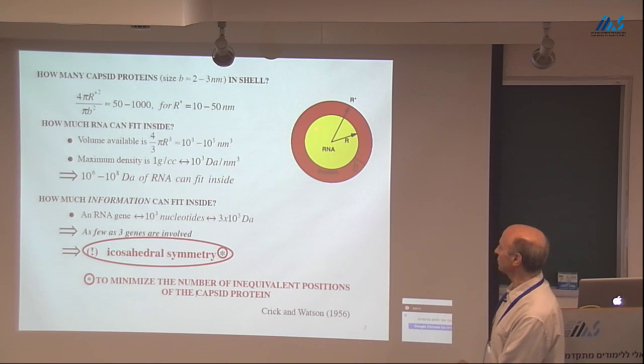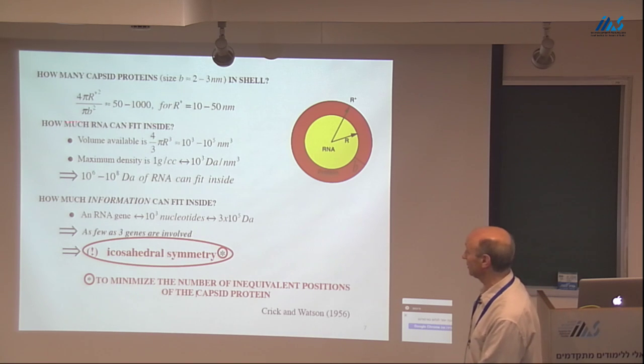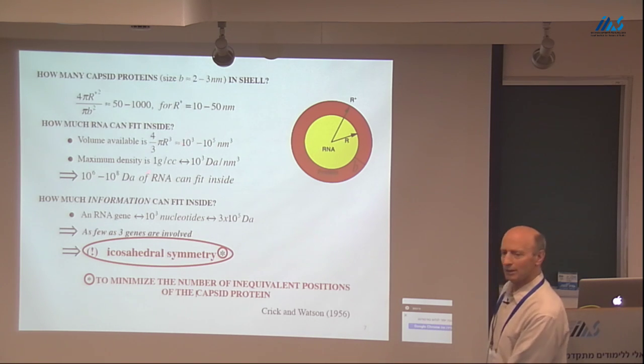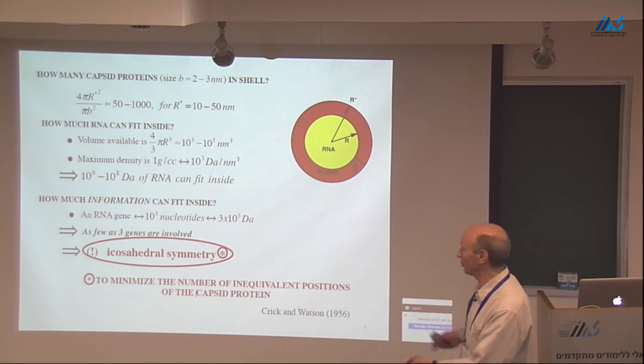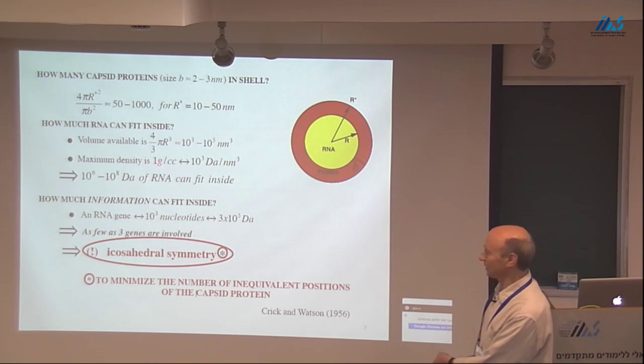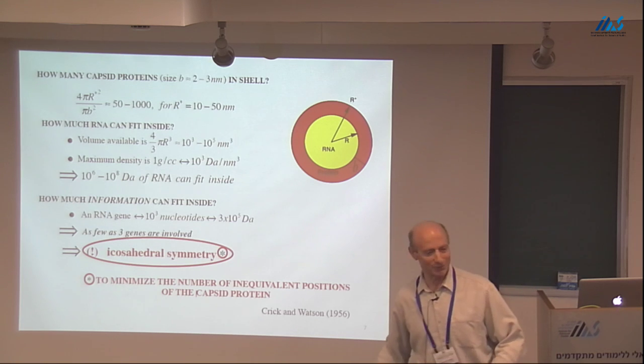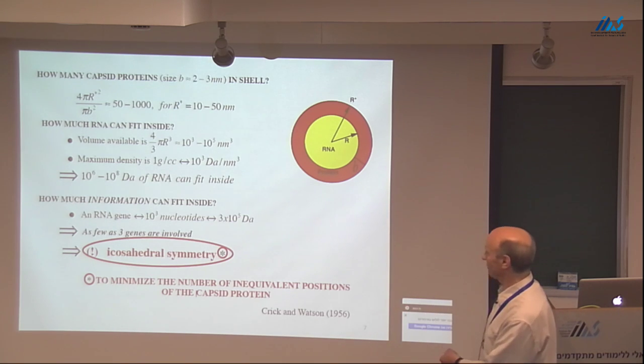Now you ask, how much volume is available inside for the genetic information? You can make an estimate of it. Suppose you're thinking about RNA, but it would be the same for DNA. The maximum density is about a gram per cc. This is an order of magnitude estimate.